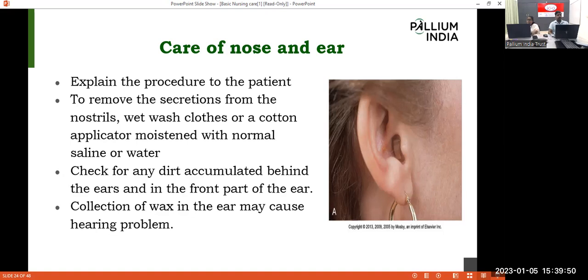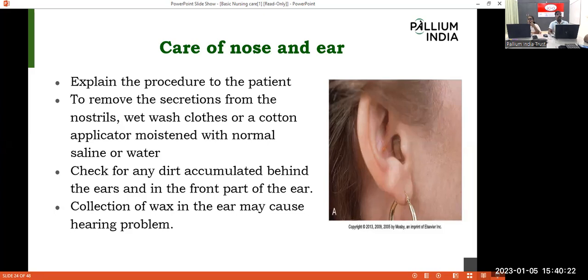Then any dirt accumulation behind the ear, inside the folding of the ear, anything there or not, outside or inside, we need to assess. Not only the canal, the space in between also we need to clean. Otherwise, the dirt deposition will cause skin irritation and an itching feeling for the person.